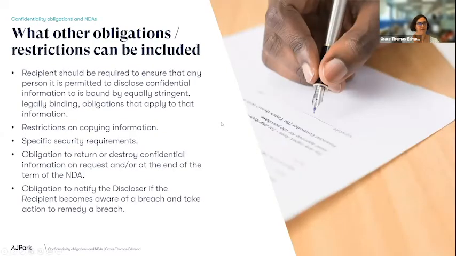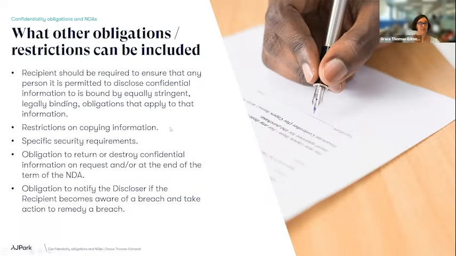What other things do you see in an NDA? So usually a recipient will be allowed to disclose the information to, say, its employees or its directors or its contractors or sometimes related entities, but they should be required to make sure that any person they do disclose information to is bound by equally stringent, legally binding obligations of confidentiality and non-use.